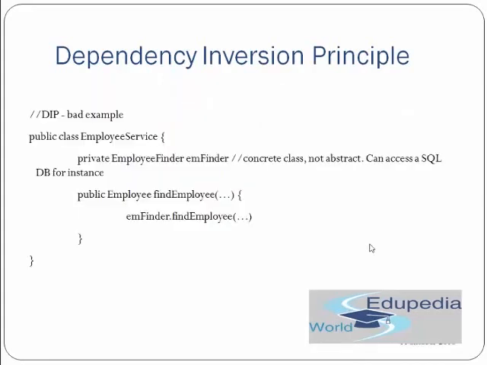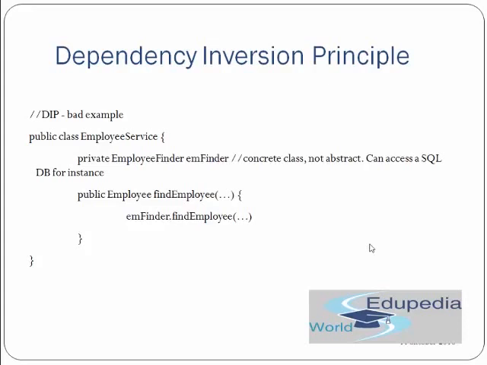Fine, just to show you a bad example of the dependency inversion principle. There's a public class EmployeeService and there's a private EmployeeFinder, emFinder. So this is a concrete class, not an abstract class, which can access SQL for instance. Okay, so this is something which can access the SQL DB, and then we have a public findEmployee method, which is calling another method findEmployee with the object of emFinder. Now emFinder is the object of EmployeeFinder. Fine. So this is actually trying to call another method which is in another class.